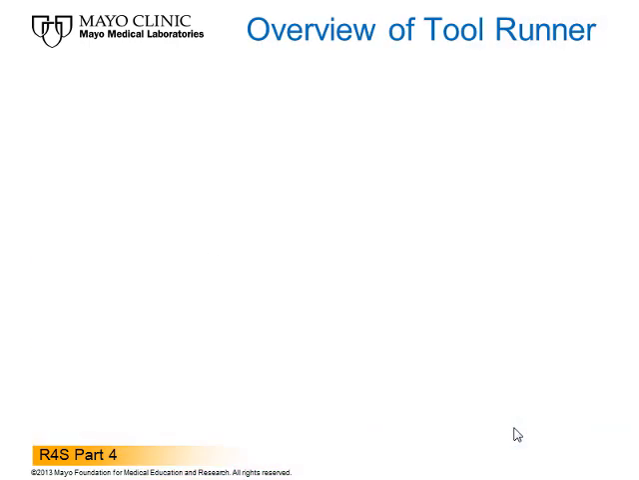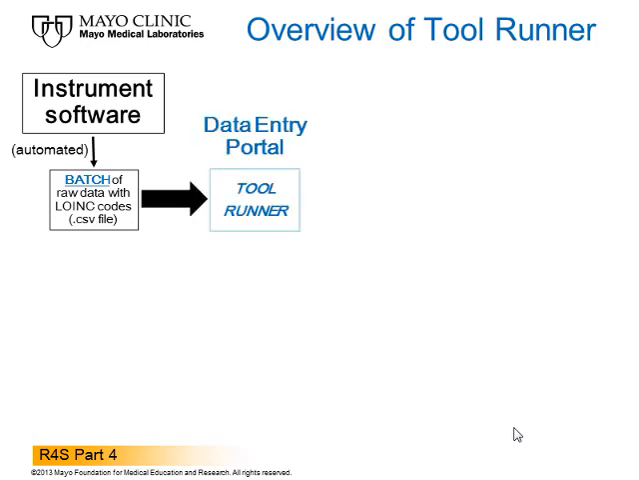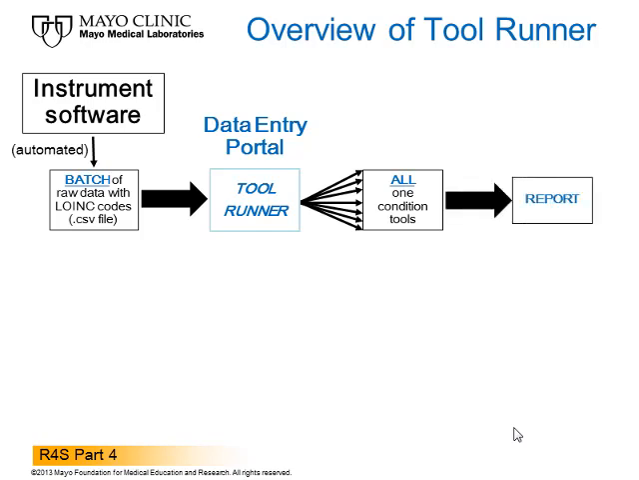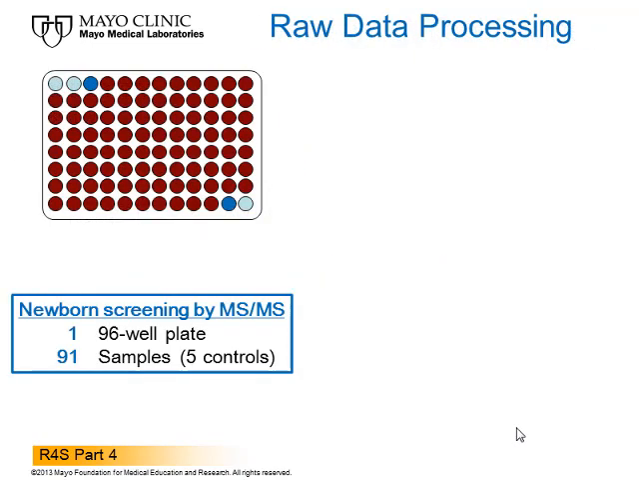This slide summarizes the process from raw data to an actionable report. The instrument software generates a CSV file. The file is uploaded to the tool runner on the R4S website. All one-condition tools are run simultaneously, and the summary report of informative scores is produced. To emphasize the user-friendly nature of this process, we call it click, click, done. The apparent simplicity of this process from the viewpoint of an average user is quite a contrast to the underlying complexity and magnitude of the data being analyzed.